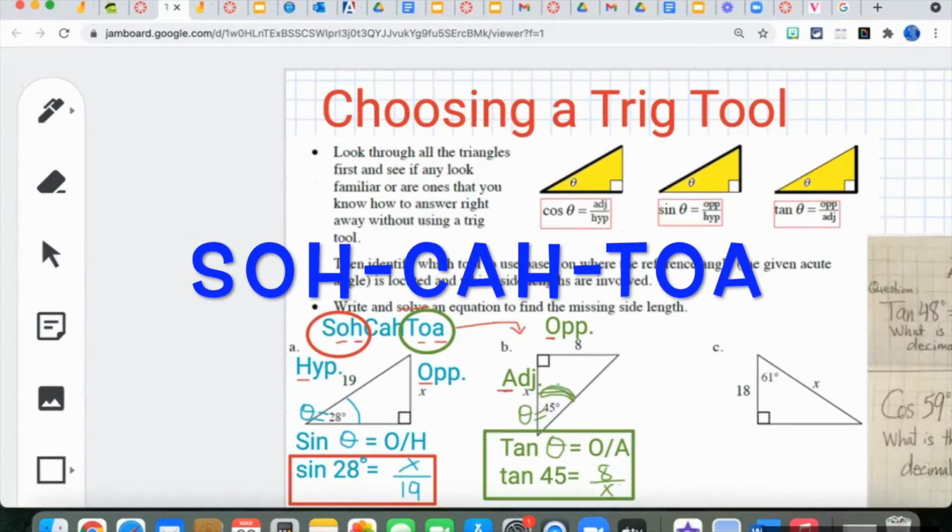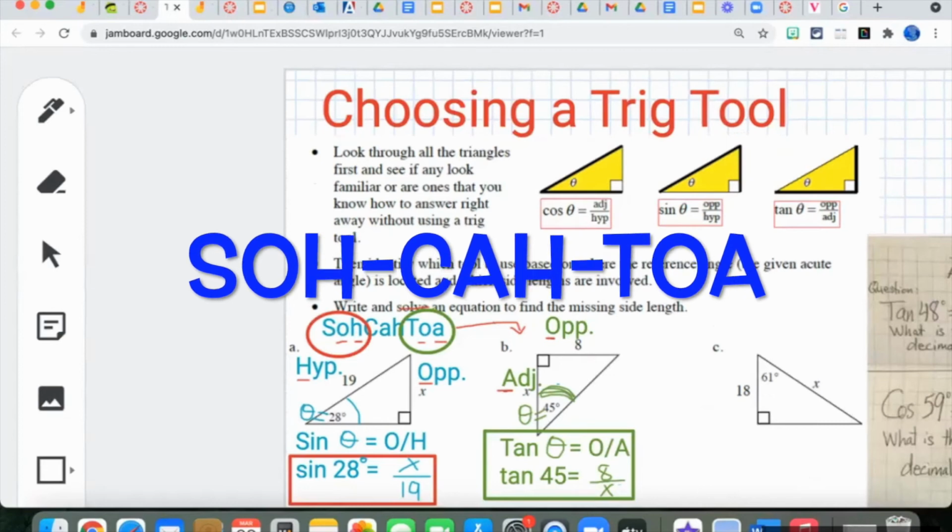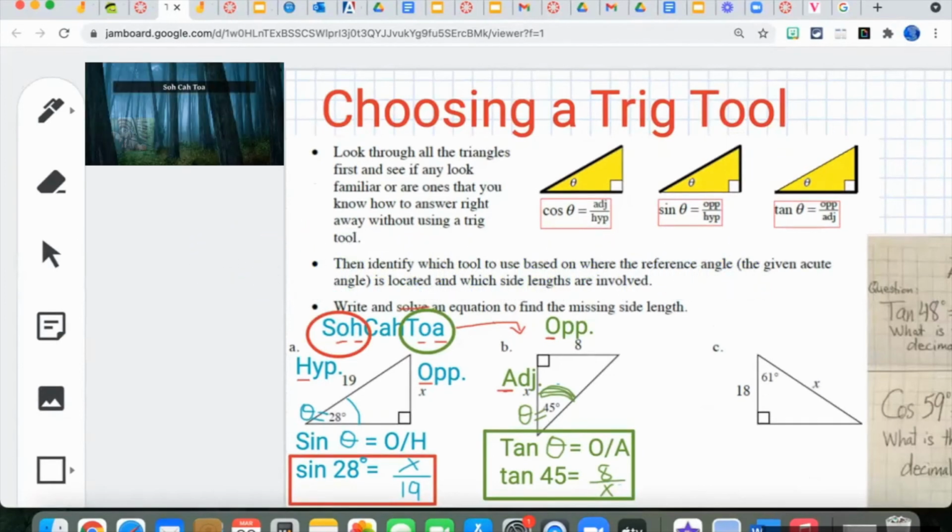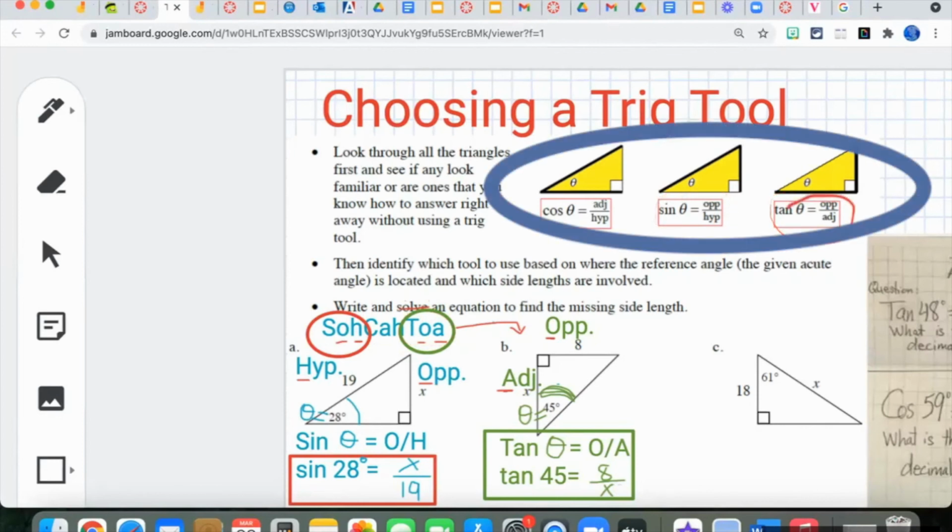So choosing a trig tool, the tool that you are choosing will come from SOHCAHTOA. Remember, SOHCAHTOA: you can see we can use the sine, which is the red circle, the cosine, which is not used yet so far, and you use the cosine when you're given the adjacent and the hypotenuse side. And then the last one, the tangent, is the green circle. We have that example for you with the letter B. So sine, cosine, tangent, you can see the formulas on the top to remind you as well.